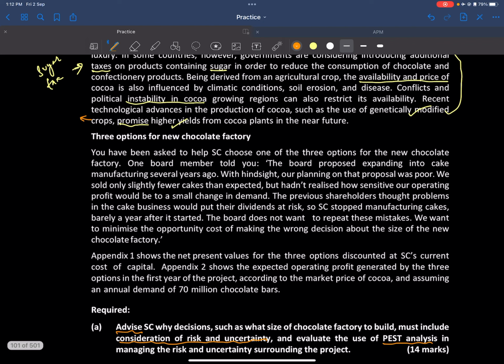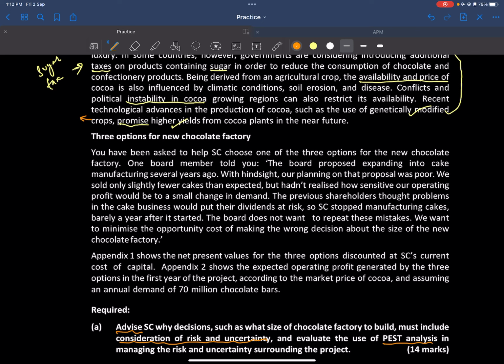Another thing is you've been asked to help SC choose one of the three options for the new chocolate factory. The board member had told you that the board examined cake manufacturing several years ago. With hindsight, our planning on the proposal was poor. We sold only slightly fewer cakes than expected, but had not realized how sensitive our operating profit would be to a smaller change in demand.